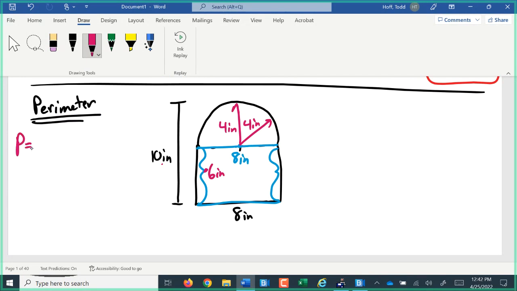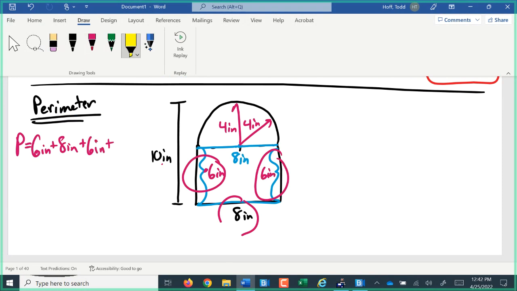So our perimeter is found. We'll take 6 inches plus 8 inches plus 10, plus another 6 inches here. Plus we need the arc of that half circle.